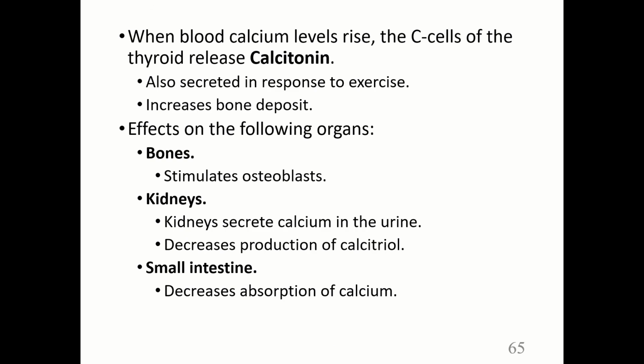When blood calcium levels rise, C cells of the thyroid will release a hormone called calcitonin. Calcitonin is also secreted in response to exercise, and this increases bone deposit. So the effects of calcitonin on the following organs are: they stimulate osteoblast activity in the bones, they decrease the production of calcitriol in the kidneys, and the kidneys will also secrete excess calcium in the urine, and calcitonin will decrease absorption of calcium by the small intestines.